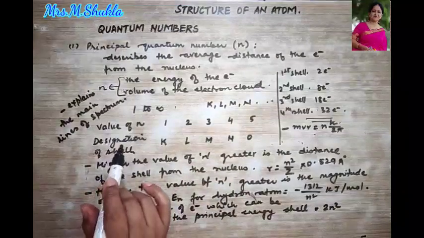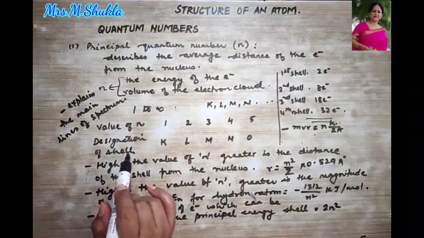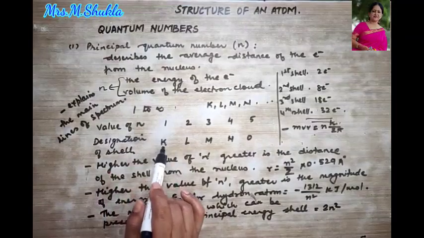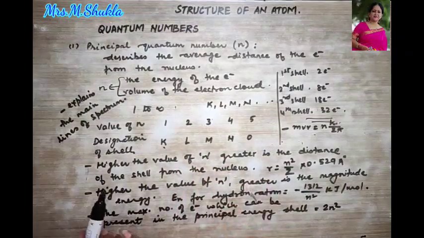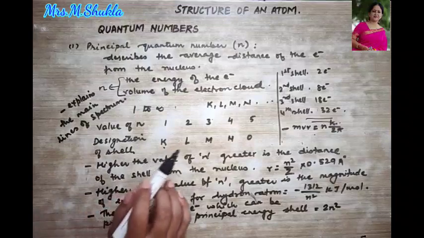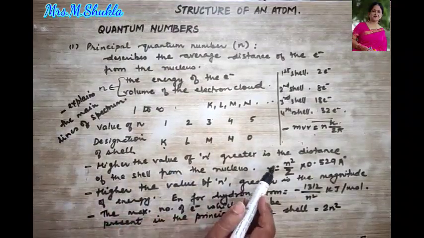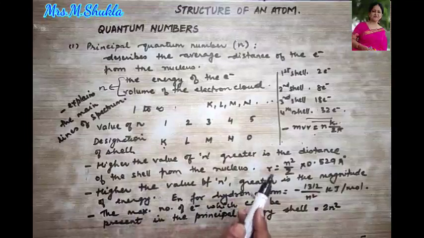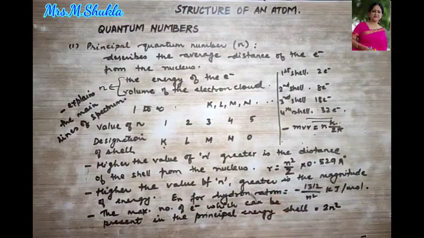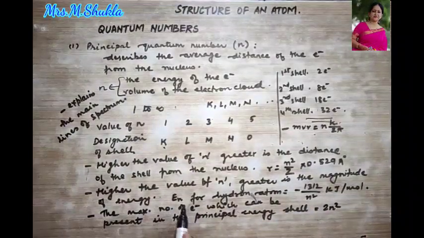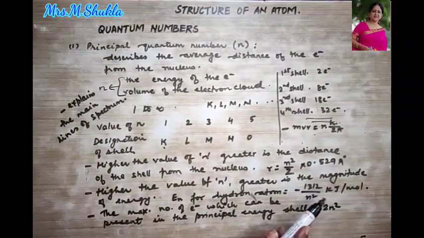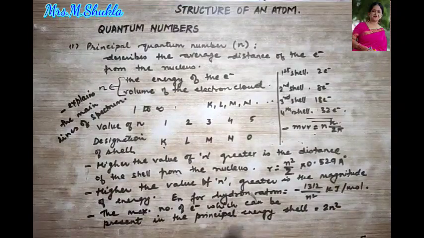Now look at this, how to find the designation of each shell. If n is 1, then the designation of the shell we are talking about is K, then 2 is L, 3 is M, and so on. Some important points about the principal quantum number: higher the value of n, greater is the distance of the shell from the nucleus, that is the radius will be more, and can be calculated with this formula. Higher the value of n, greater will be the magnitude of energy also. Over here I have mentioned the energy of the hydrogen atom. The maximum number of electrons which can be present in a principal energy shell is always 2n square.